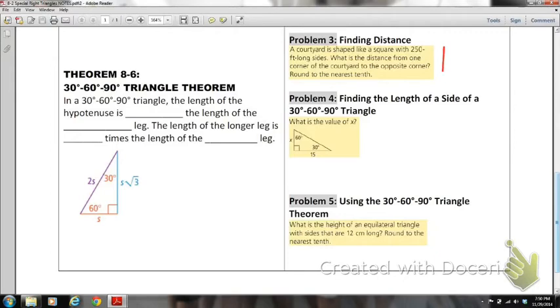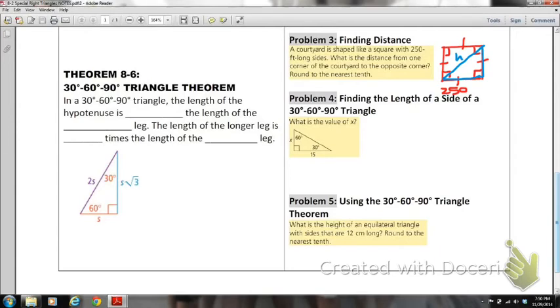So if you draw a diagram of this, you have a square. A square has right angles and congruent sides, just by definition of a square. Each side of the square is 250, and it wants to know the distance from one corner of the courtyard to the opposite corner. If you just draw the diagonal of that square, that is what it's asking for. So this is the hypotenuse of this right triangle.